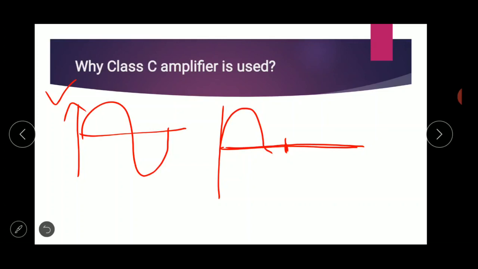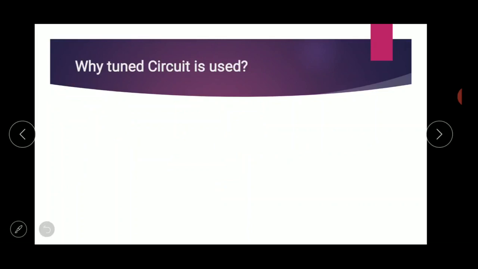If the input signal is given like this, at the output of the class C amplifier we only get this much, meaning even one half cycle is not completed. In this diagram it is clear that most of the input signal is not present at the output. So by using a resonant circuit we get the desired output.